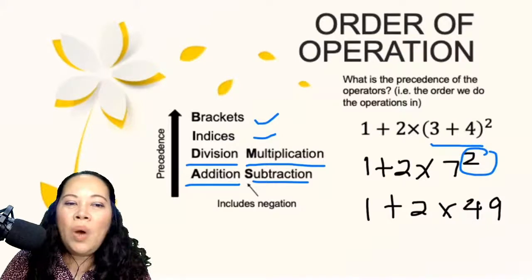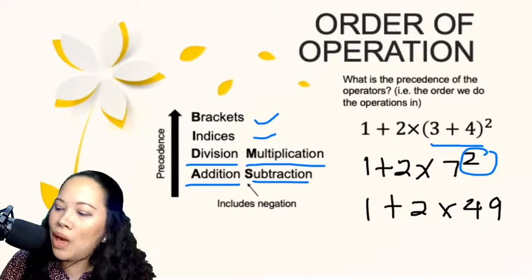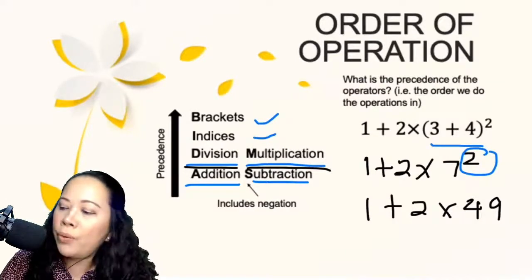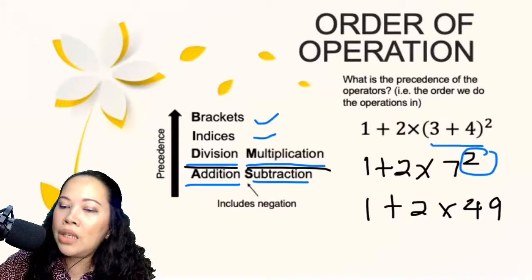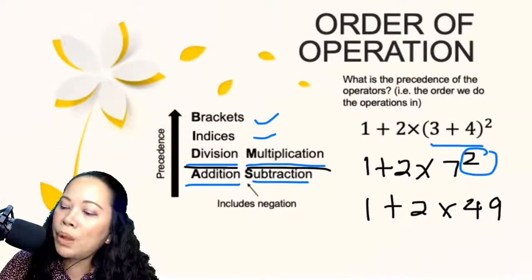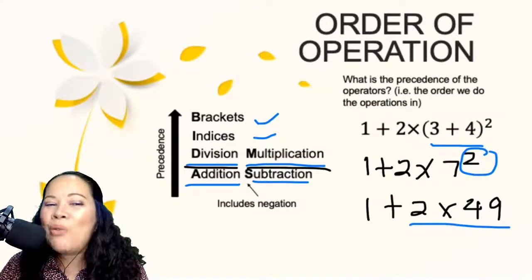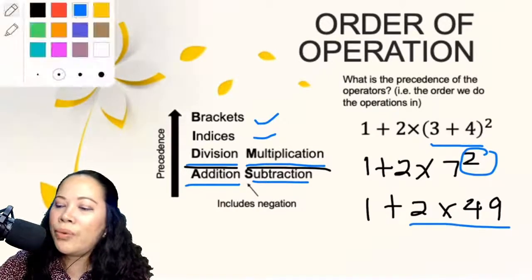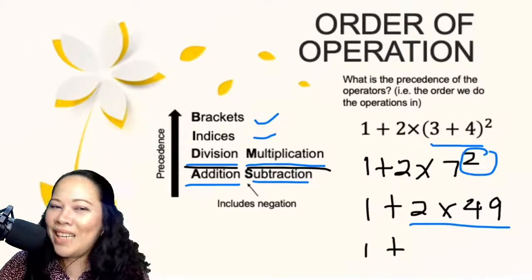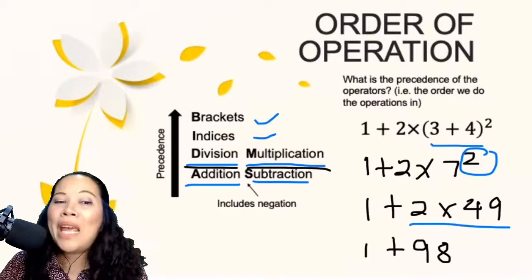Okay, then what's next, teacher? The next will be the operation division or multiplication. For this case, it's the multiplication that we have. What is the multiplication or division operation here? We have 2 times 49. So we do 2 times 49 first. 1 plus 2 times 49 is 98. So we have 98.